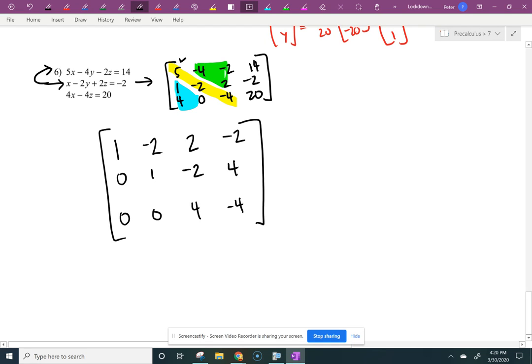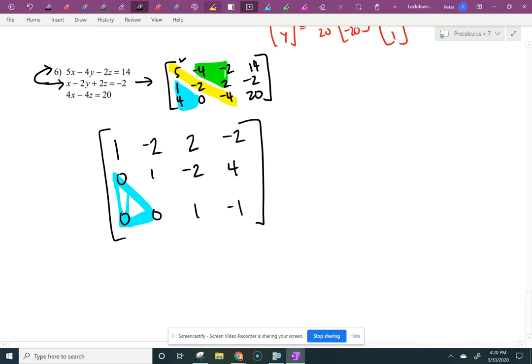Now we got the blue part completely done, right? That's good news. This is finished. And we almost have the yellow part done. We just have to take care of the 4. So what do we do? Divide everybody by 4. And you get 1 is equal to, or 1 and negative 1.